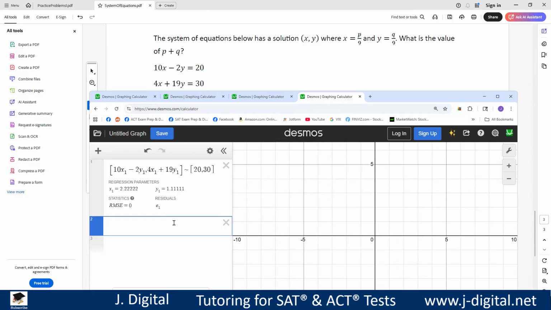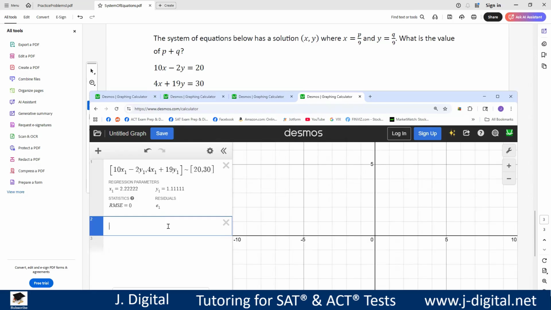All right, so here I have the equations in there. Again, we have the left side of the equation in the first bracket, 10x1 minus 2y1, comma, then the left side of the second equation, 4x1 plus 19y1. Then our tilde separating the brackets, and the right side of the equations is 20, comma, 30. Then we get x1 equal 2.2 repeating, and y1 equal 1.1 repeating.